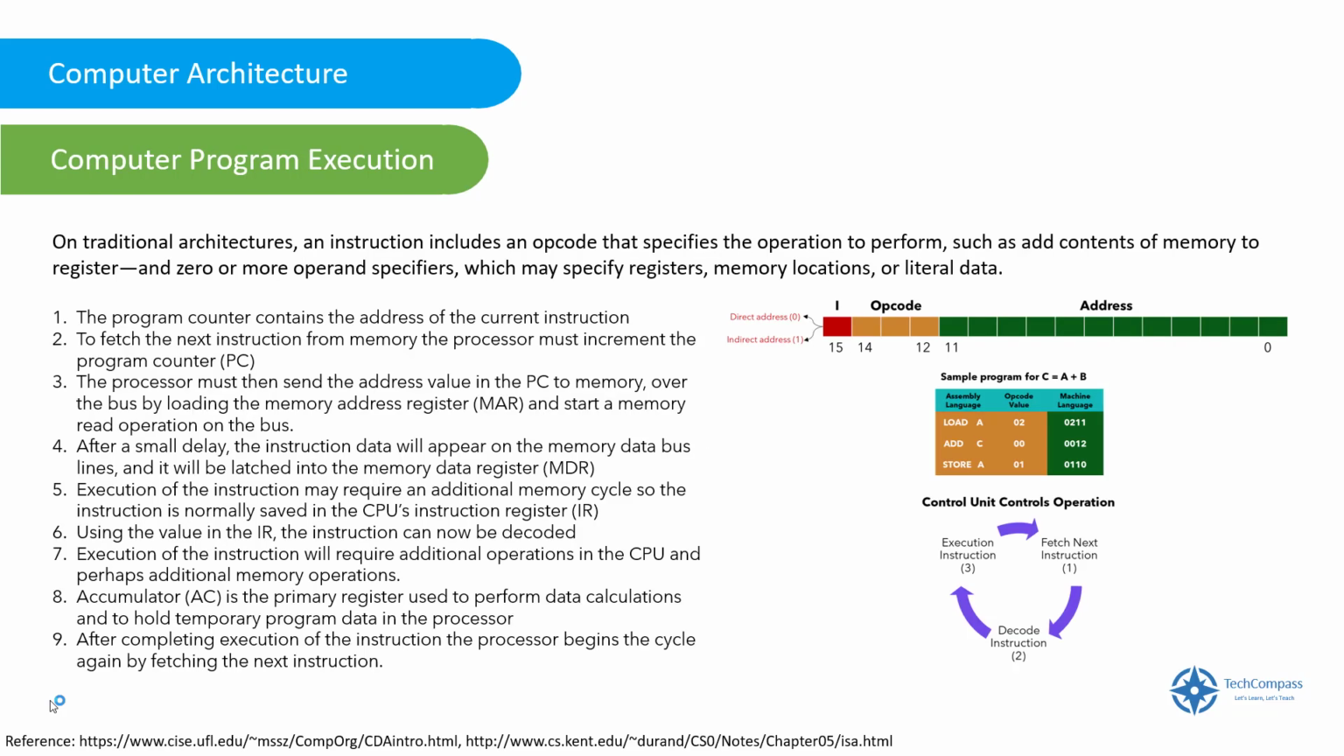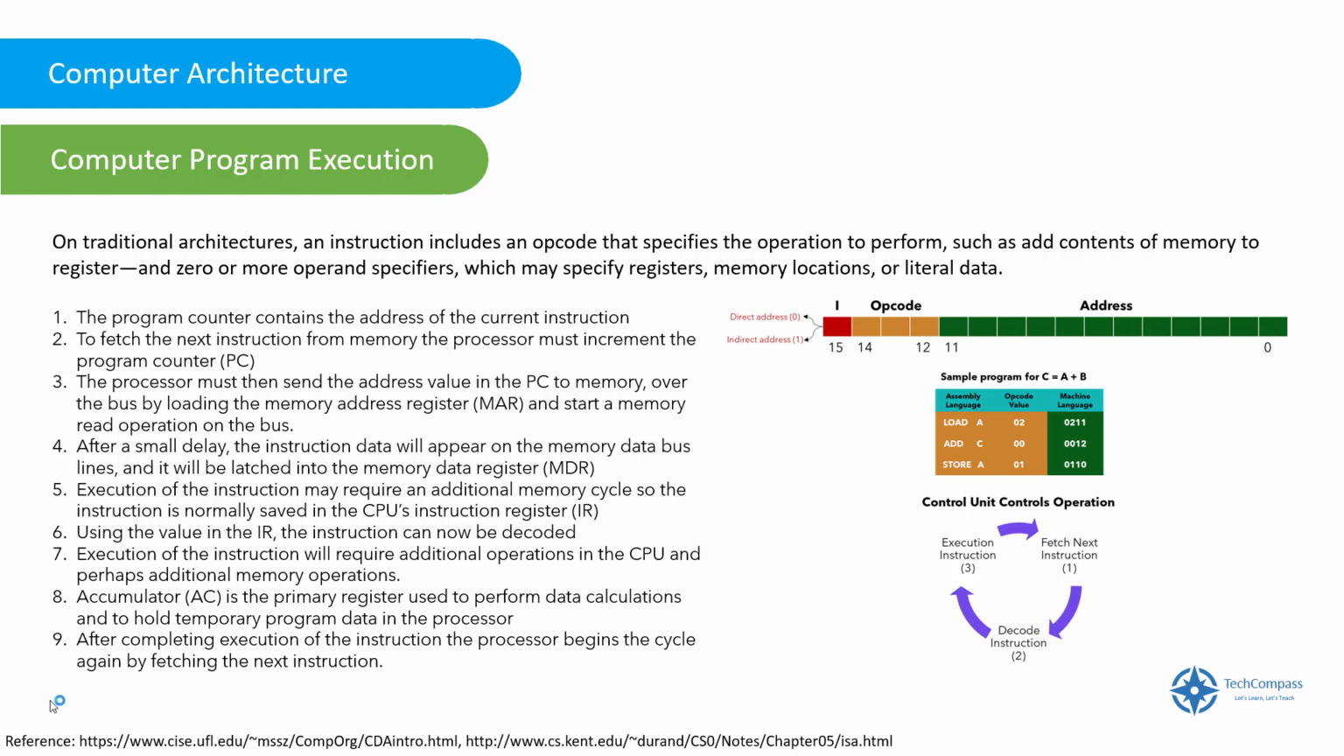Okay, in this slide, we will be discussing how a computer program gets executed. On a traditional architecture, an instruction includes an opcode that specifies the operation to perform, such as add contents of memory to a register, and zero or more operand specifiers, which may specify registers, memory locations, or literal data. Please have a look at the instruction diagram which I have mentioned here. Also, you can have a look at the sample sections I have given here.